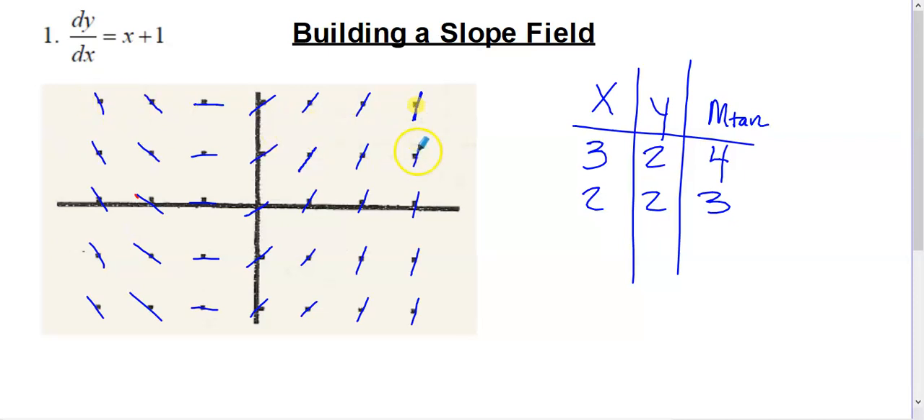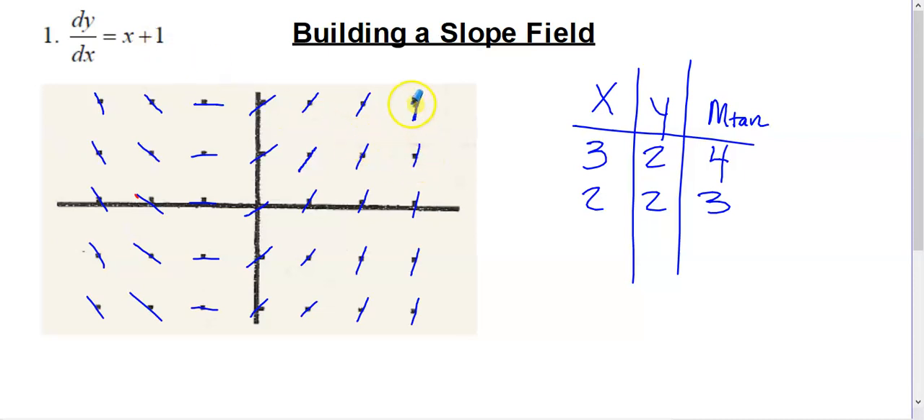I then move down to my next row. Now here's where it gets really easy, because for this particular slope field that we're building, the derivative only depends on x. So if I go down to this point where my y value is now 1, but my x value is still 3, I'm still going to get a slope of 4, right? If I put 3, 1 into this derivative, the only calculation that has to happen is still 3 plus 1. So 3 plus 1 gives me 4.